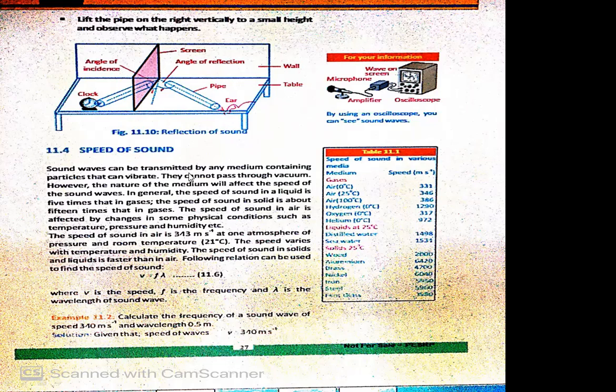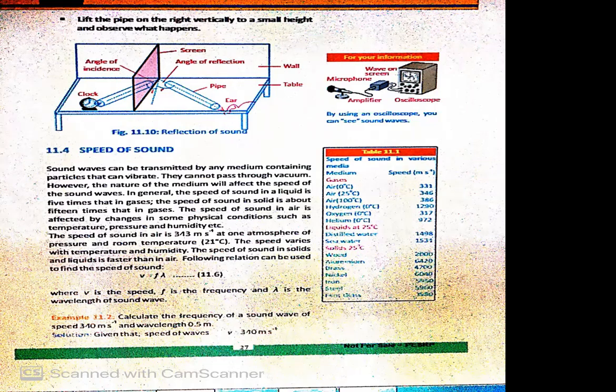Sound waves can be transmitted by any medium containing particles that can vibrate. They cannot pass through a vacuum. As I have already told you when we started this sound chapter, sound requires some medium to travel. If there is no medium, then sound cannot travel.